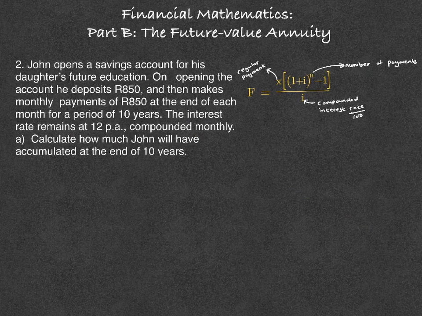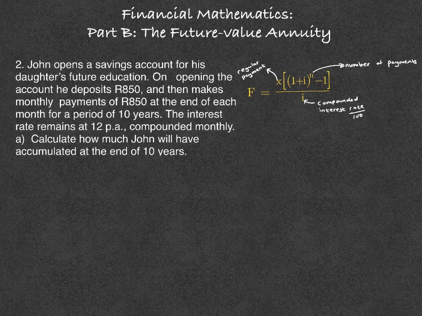Example 2. John opens a savings account for his daughter's future education. So, very noble. On opening the account, he deposits 850 Rand. Sneaky John, so he makes an immediate payment. Remember, the default is 1 time period from the present. John makes an immediate payment. That's good for you, John.